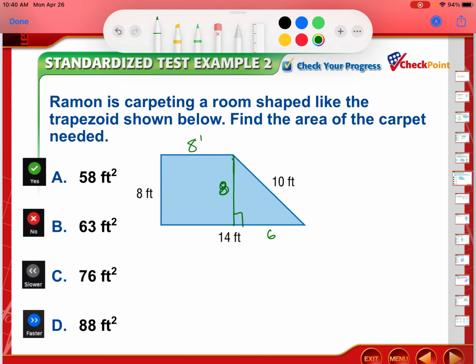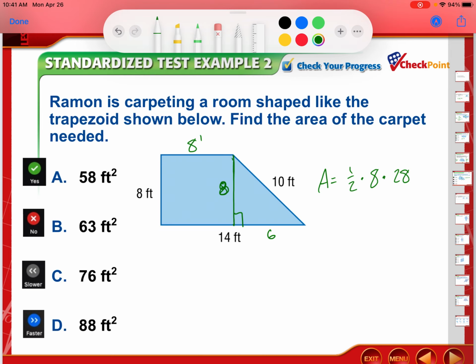So using those measurements, we would say area equals 1/2 times the height times the two bases added together, which would be 28. So we do 8 times 28 divided by 2, and we would get... did I miss something? Eight times 28. Did I mess that up? Oh, I did mess that up.